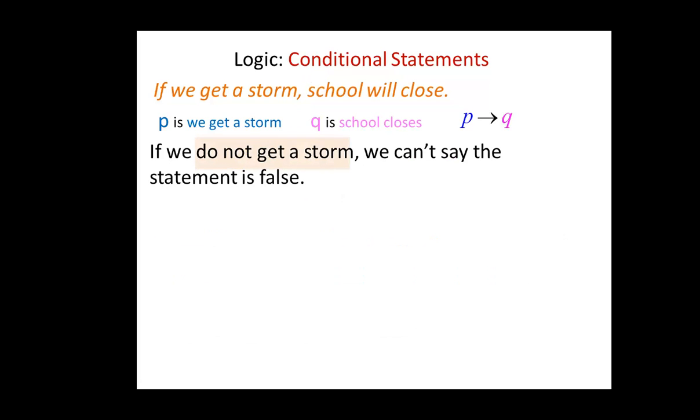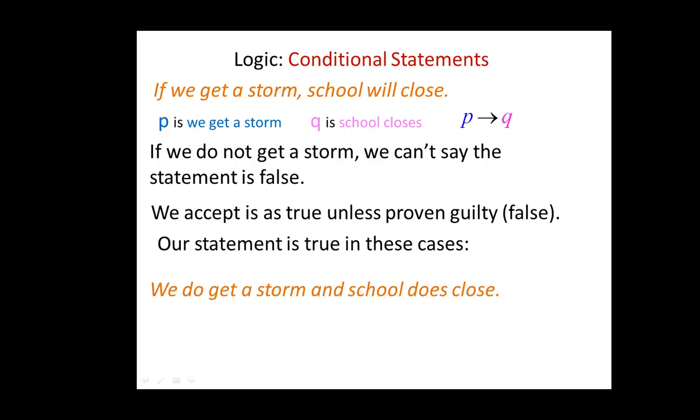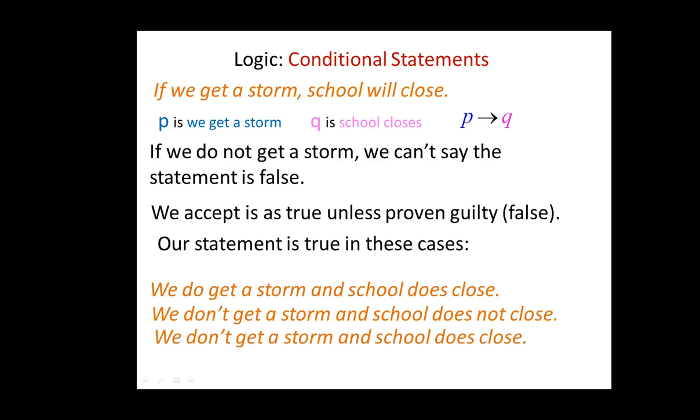If we don't get the storm, we can't really say that the statement is false. And we're going to accept it as true until proven guilty. So the statement is true in these cases. If we get a storm and school does close, that's kind of just what we're looking at in that statement. If we don't get the storm, we're going to accept the implication as true, whether school does close or school doesn't close.